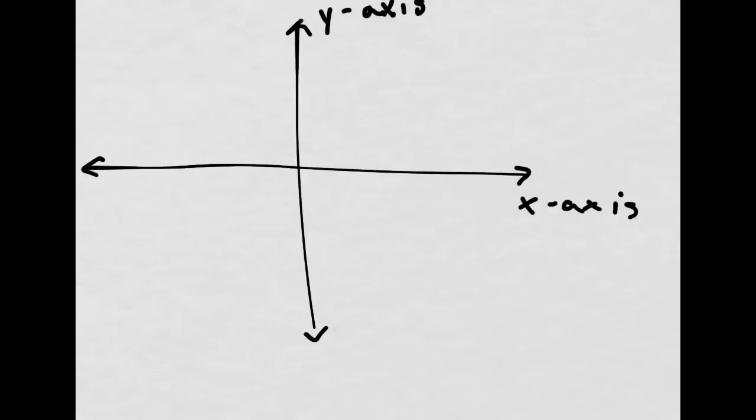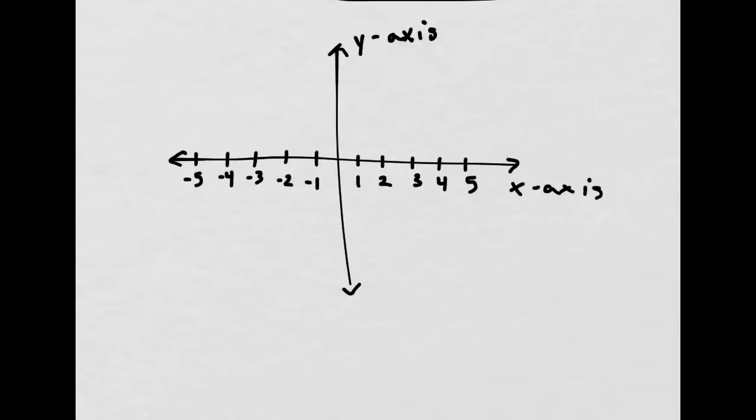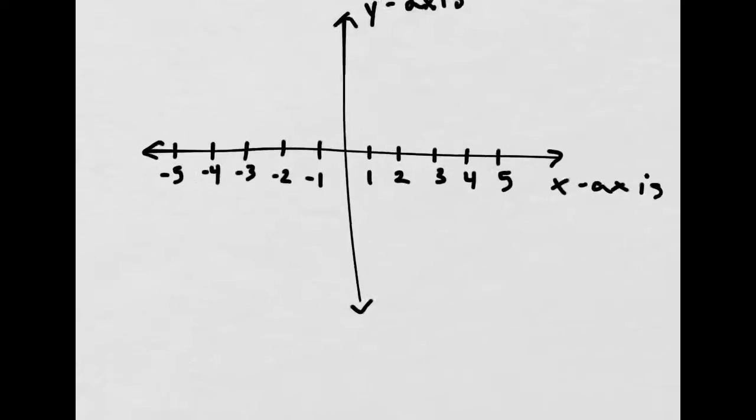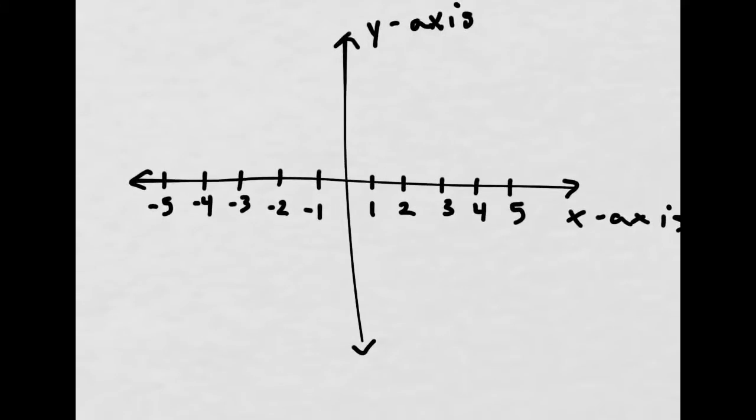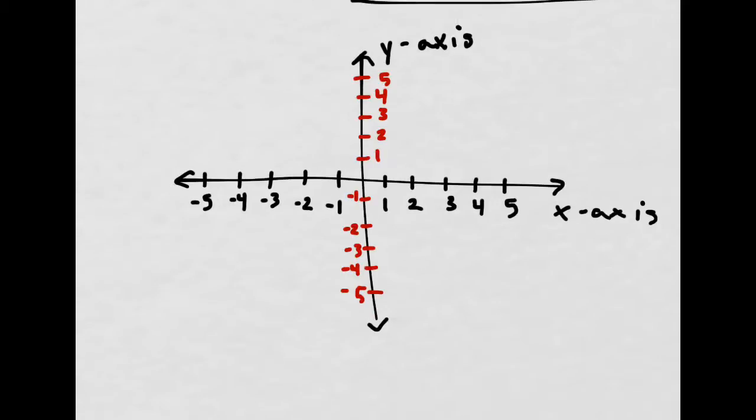Here we have positive x values, negative x values. Positive y values, negative y values. So it looks like this. Those are positive x values, and then we have the negative x values on the left side. Same idea, we have positive y values in the top, and then negative y values in the bottom. I'm going to do that in a different color, so maybe it's a little bit easier to read. So there you have it.